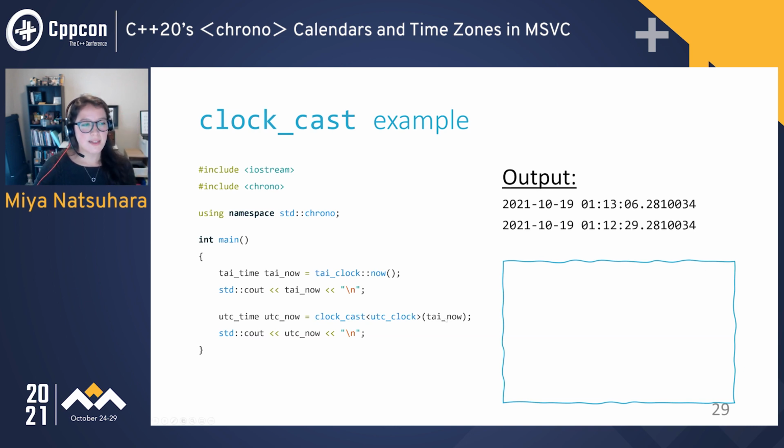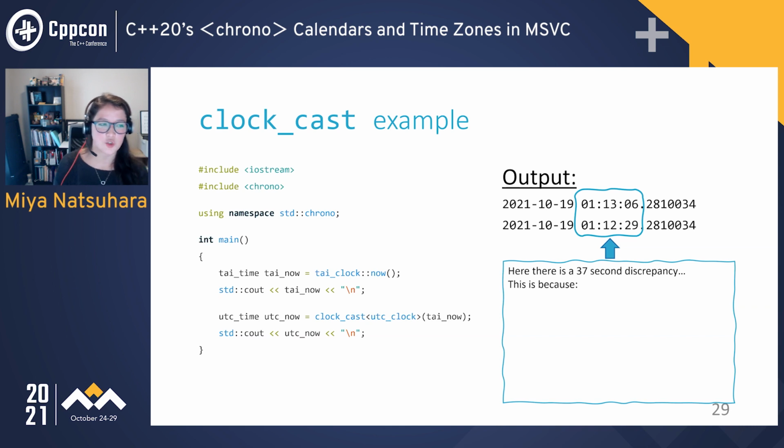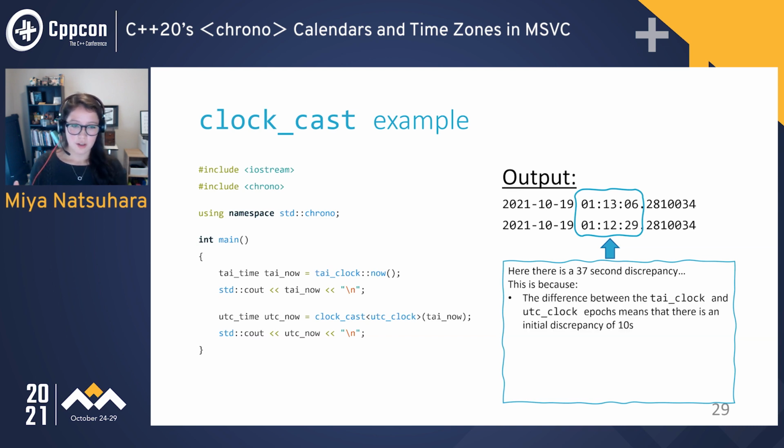Now, if I want to take that point in time that references a TAI clock and clock cast it to a UTC clock, we actually get a different time. We have a 37-second discrepancy, which might seem weird because time should be time. But we can dig into what's going on here. First of all, there's a difference between the TAI clock and UTC clock epochs. So there's an initial discrepancy right when they are first born into existence of 10 seconds. This is explicitly called out in the standard, just because of the epochs being different.